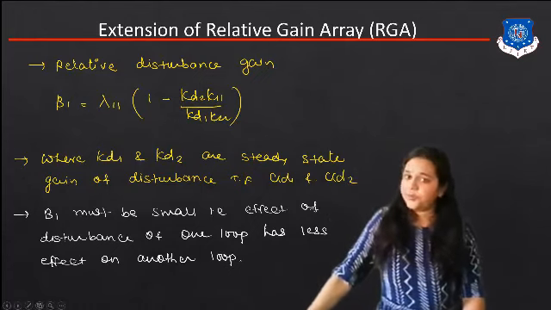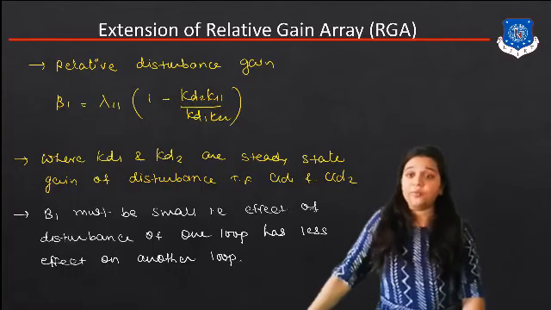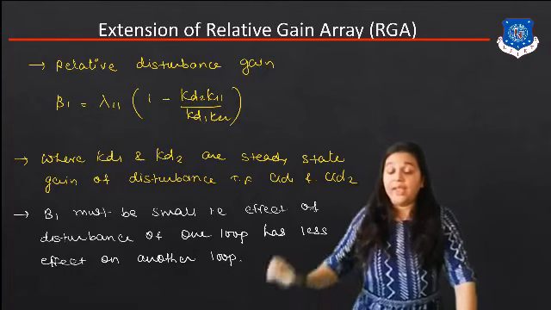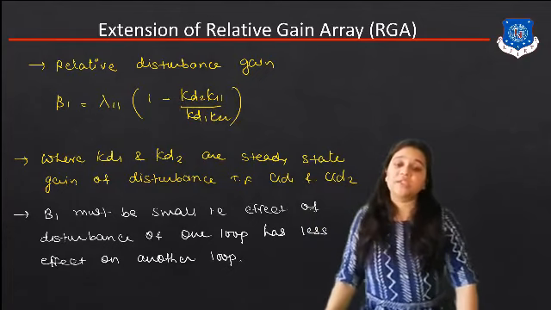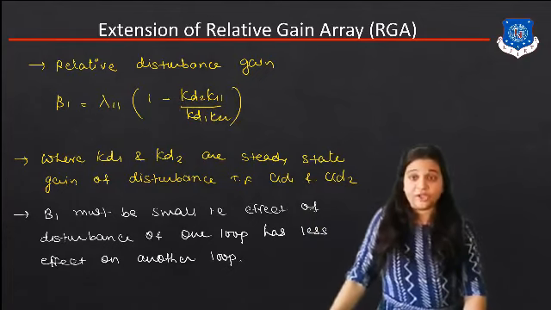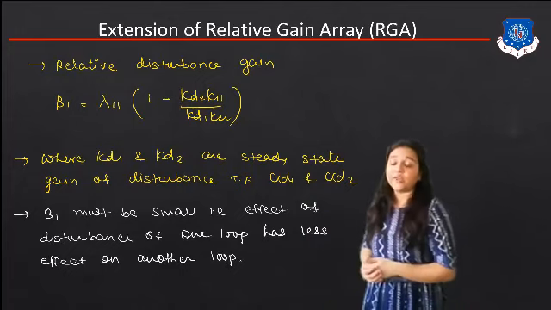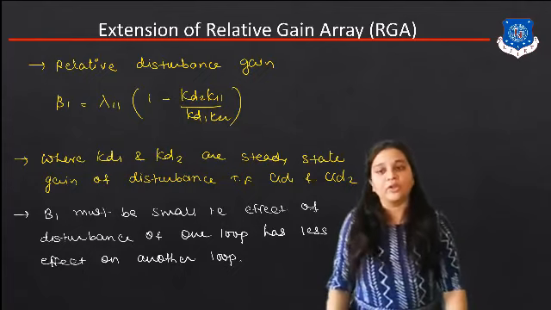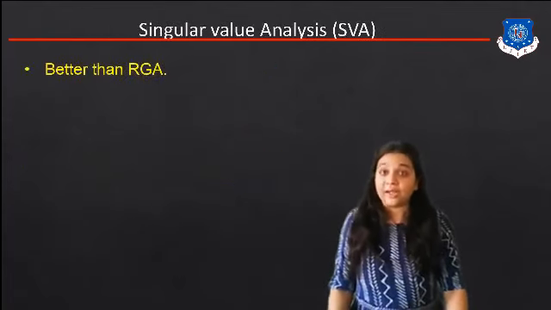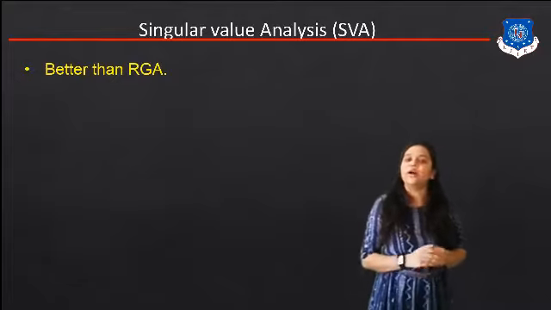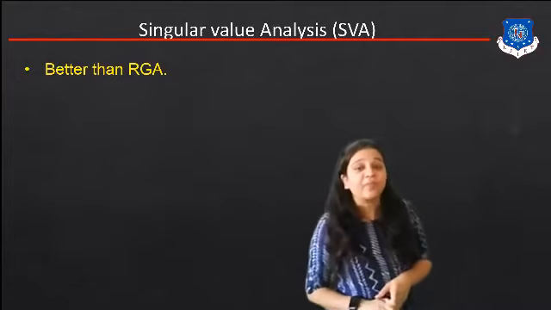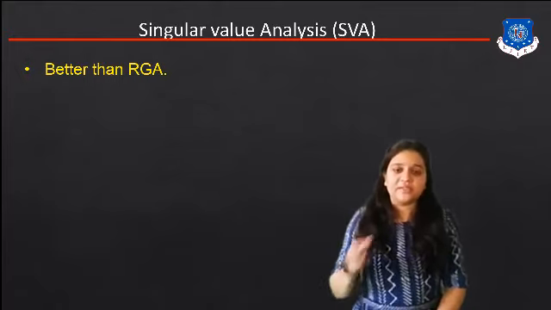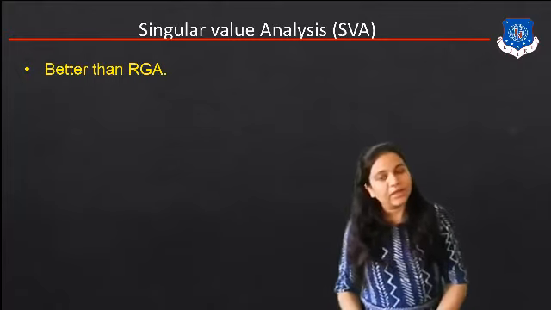So V1 must be small. That means the effect of the disturbance of one loop has less effect on the other loop. As we studied the closed loop system in the MIMO system in the last lecture, we have to check that the effect of the disturbance of one loop has less effect on the other loop. So for that, we have to use the singular value analysis, SVA. How can we check that one disturbance is less likely to affect the other closed loop?